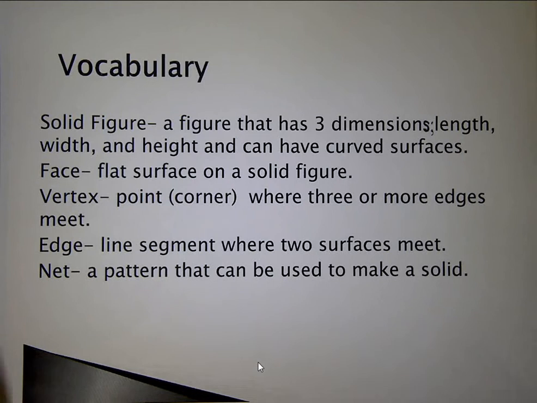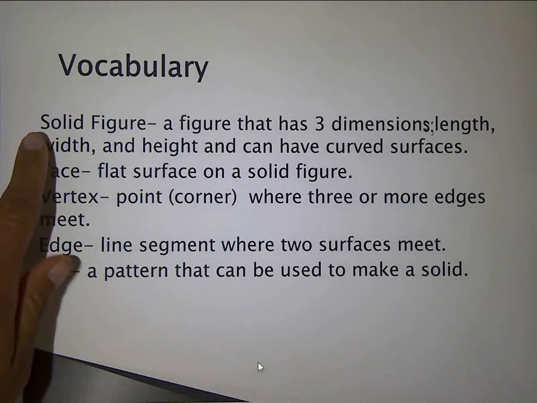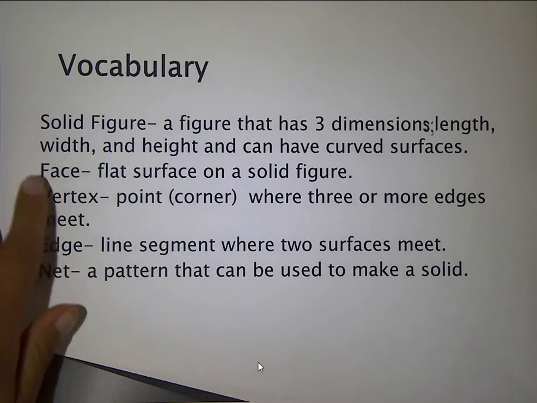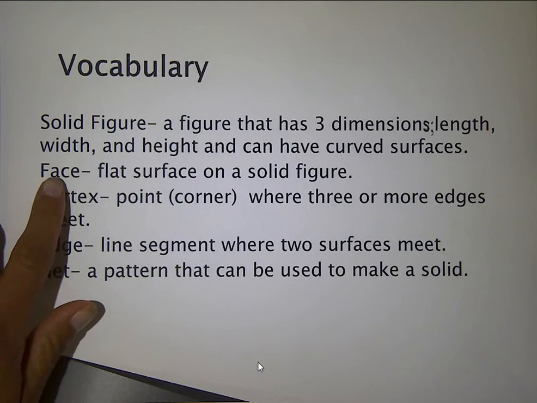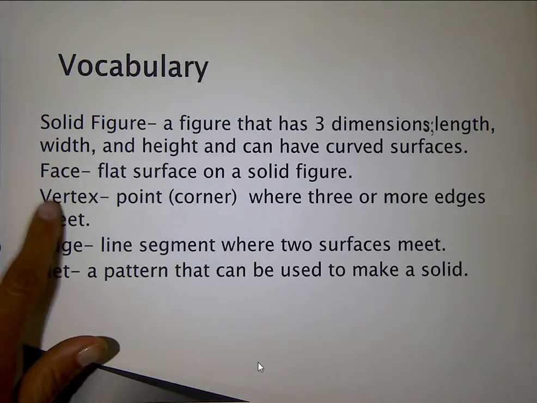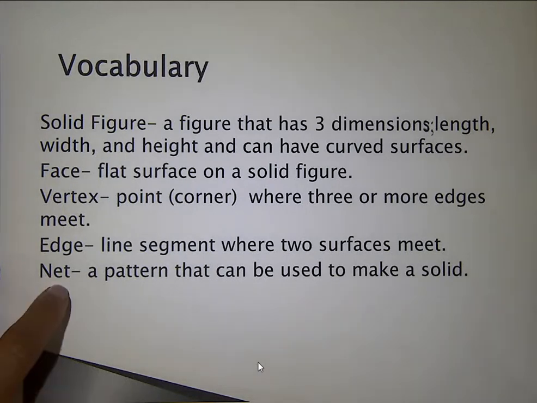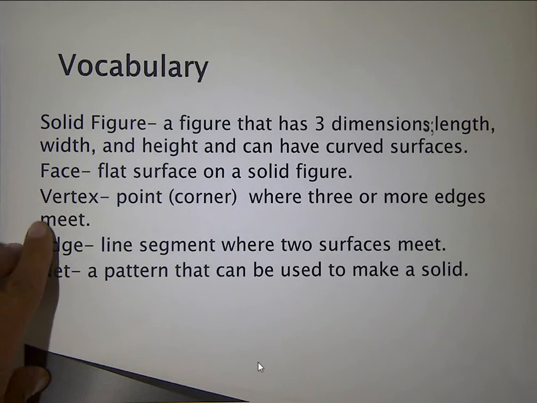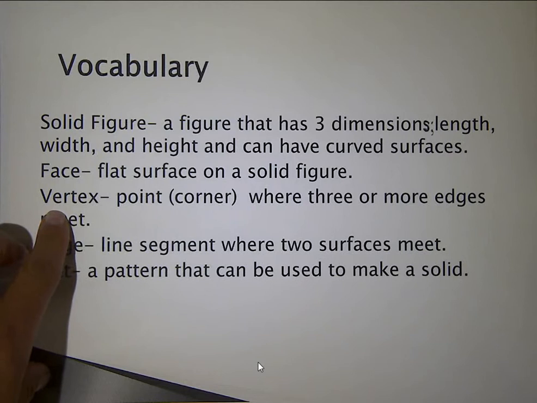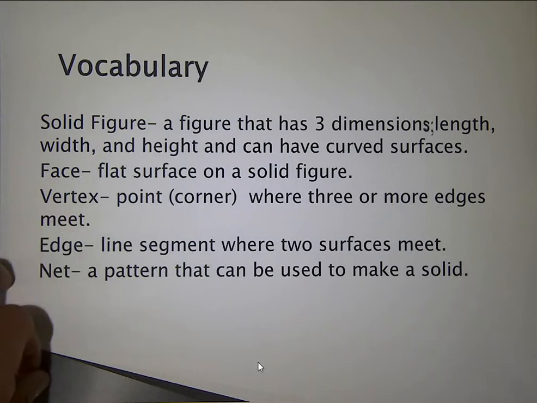First, we will look at what a solid figure is. You need to know what a face is, a vertex, an edge, and a net. And please note that when a vertex is one corner, if you have more than one, it's called vertices. Please copy these words down and their meanings in box 1.